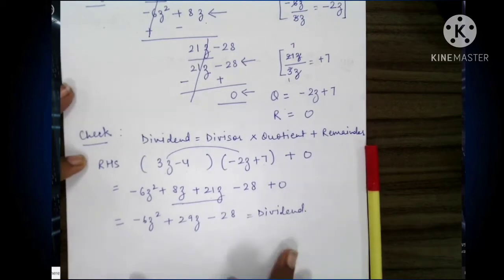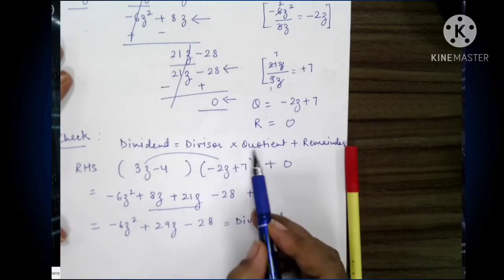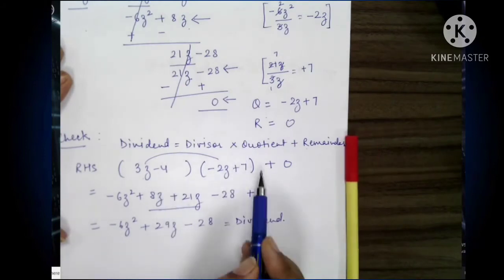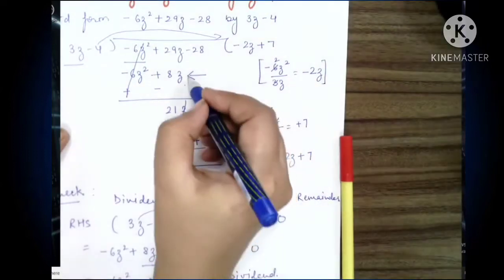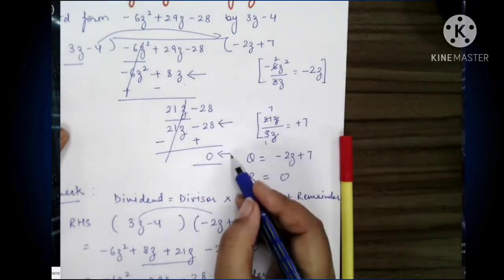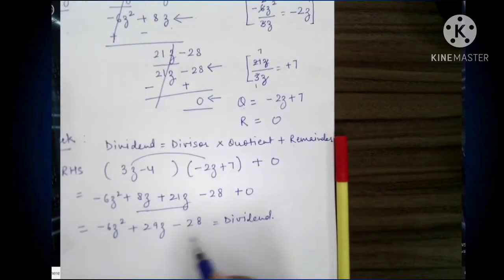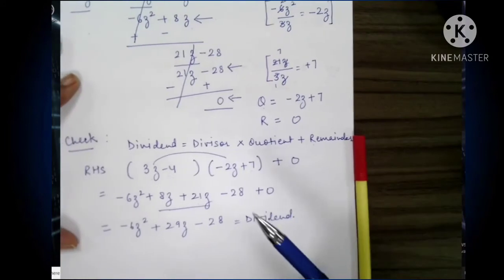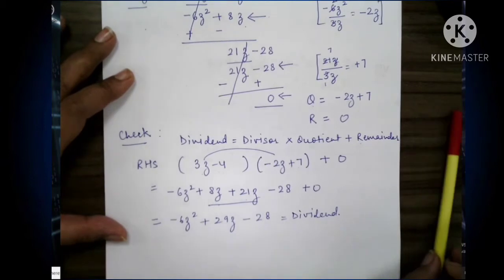Keep in mind, students, very first we will start from the RHS: divisor into quotient plus remainder. We will write our divisor, quotient, plus remainder. Then what we have to do is the division: the first step of the dividend, the second step of the dividend. If there are many more steps, you will write them there. At the end you can finally write your dividend and you will get your answer. So if your division is correct, you can do the checking very well. Okay, move to the next question.